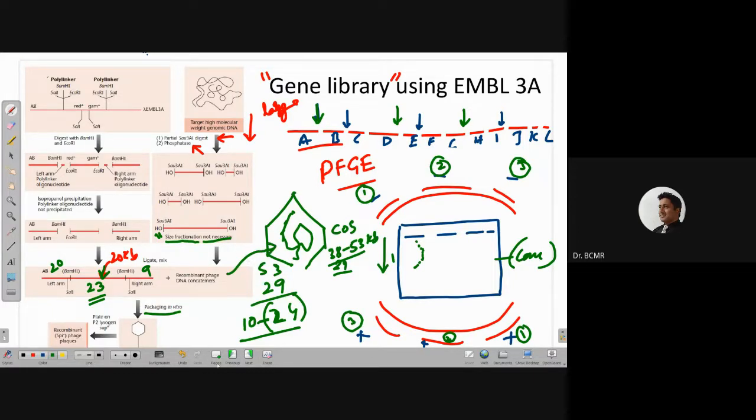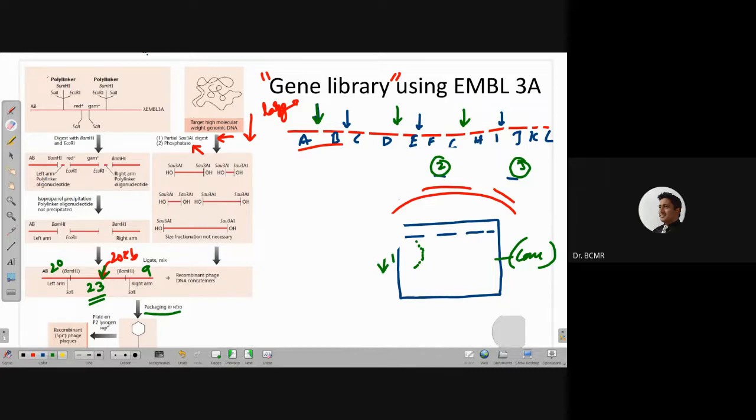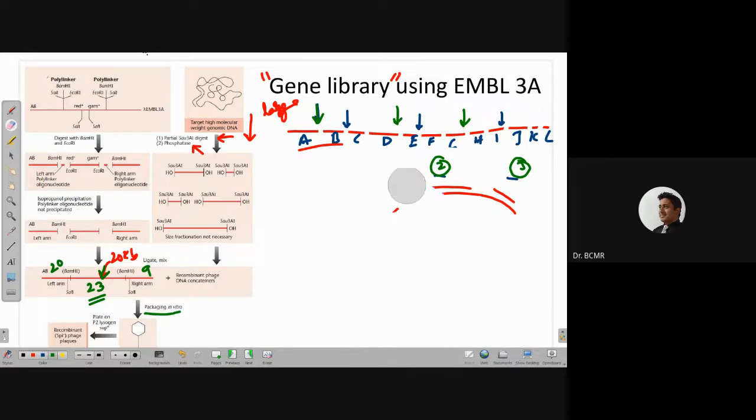That is why they say size fractionation is not required here, because we are already incorporating it as a part of the space constraints of the head particle during in vitro packaging. But otherwise, pulse field gel electrophoresis is used in many cases to fractionate large fragments. It's better and easy also, so that we don't have complications.